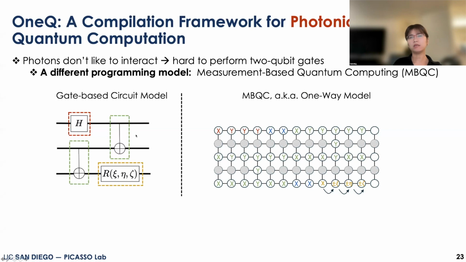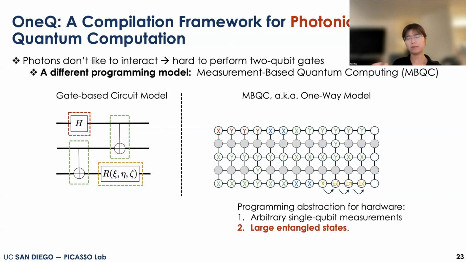And you can see here on the left-hand side, each of these gates becomes a set of single-qubit measurements on the right-hand side, okay? So when we have a different programming model, you definitely need a new compiler built for it. And especially, there is also a gap between the programming model and the real hardware.